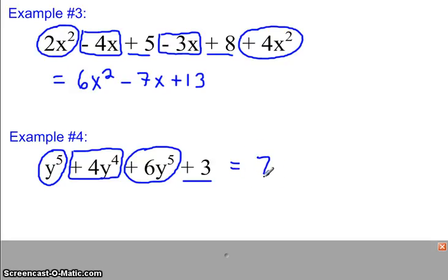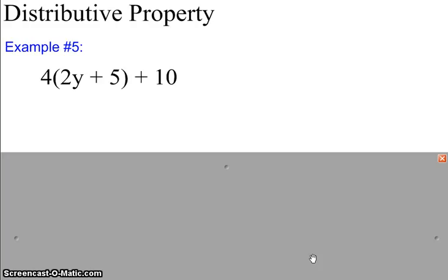Add them, we get 7y to the 5th. Everything else stays the same. Plus 4y to the 4th plus 3. Done. 7y to the 5th plus 4y to the 4th plus 3. I got 2 more examples for you and then we're done. Both of these deal with the distributive property.